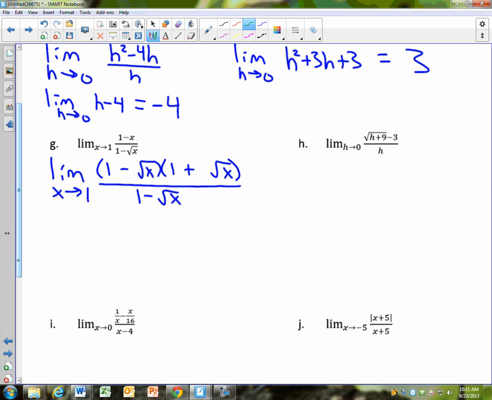Is anybody confused how I got that? Because that's the magic to the step right there. Right, so we cross those off. We can now rewrite our limit as x goes to 1 of 1 plus the square root of x. And you get 2.